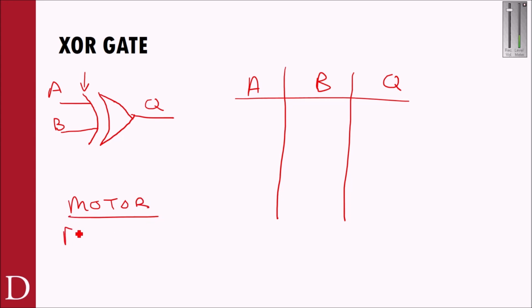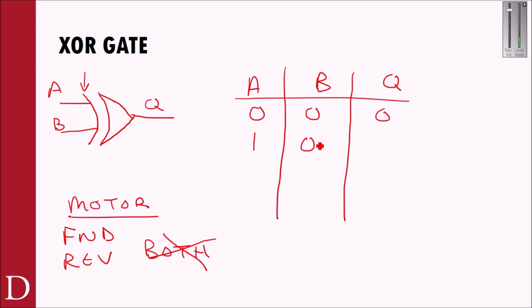I can put my motor in forward, I could put my motor in reverse, but I cannot put my motor in both directions, right? That would not be allowed. So if you think about that, a 0 and a 0 on an OR gate would give me a 0. A 1 and a 0, that's okay because it's not both. It's going to give me a 1 output.